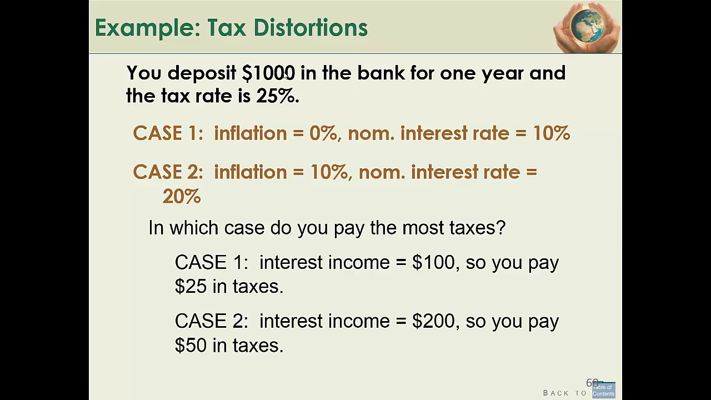In case 2, the nominal interest rate is 20%. In nominal terms, your interest income will be 20% of the $1,000, or $200, and you're going to pay 25% on that $200. 25% of 200 means you're going to pay $50 in taxes. So what we see is that inflation is going to increase the tax burden on the savers. In each case, the real return is 10%, but because of inflation, the inflation increased the tax burden on the savers.